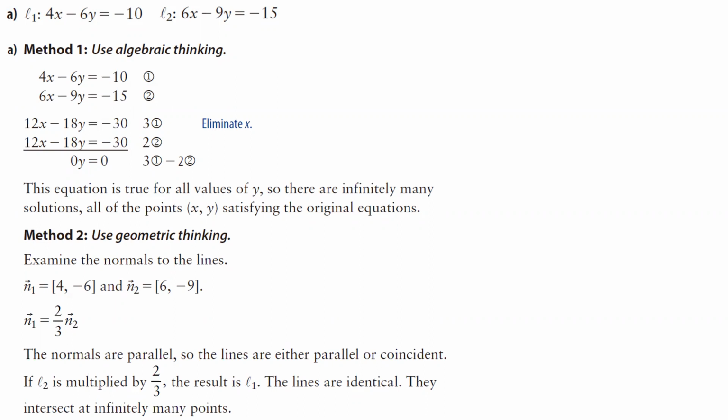So if L2 is multiplied by 2/3, the result is L1. The lines are identical, right? We can observe this by checking their scalar equations. So actually, these two equations are equivalent. Therefore, they intersect at infinitely many points.